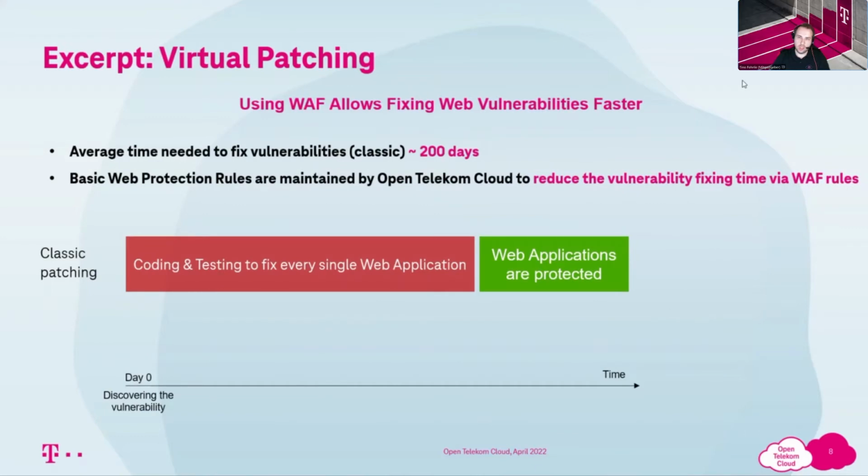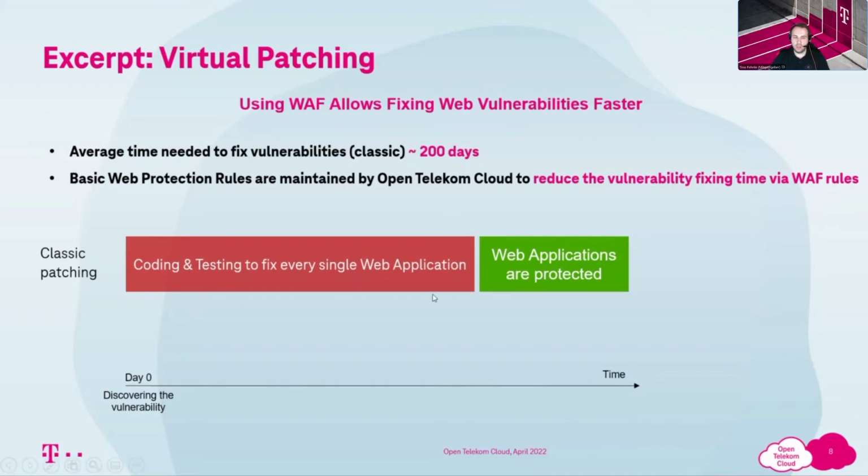What does this mean? This means generally when you have a vulnerability in the wild, let's say Log4j, which was just a recent vulnerability, the average time you have for fixing this vulnerability in a, let's say, classic way, like patching and testing every single web application, is about 200 days. So this is a long time.